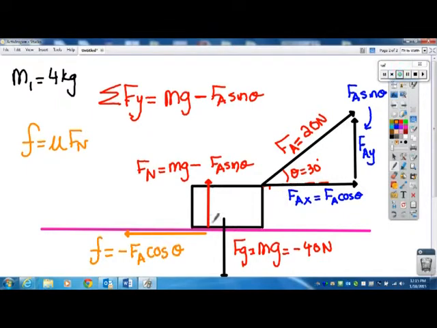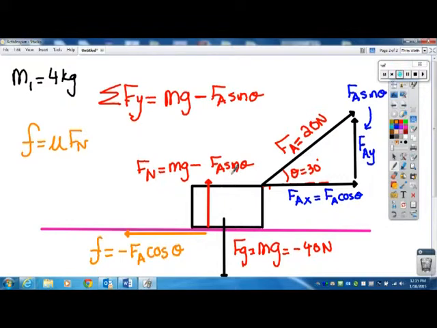And I want you to know how to calculate the normal force. In this particular case, the normal force will be the force of gravity, which is pushing down, minus FAy. Whatever is left is called the net force. It's called the sum of the forces on the y-axis. Force of gravity minus FAy. And thus, that's the only force that the surface has to balance. So the normal force will be mg minus FA sine theta.